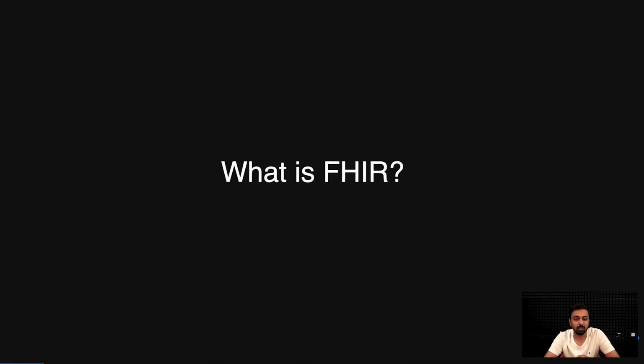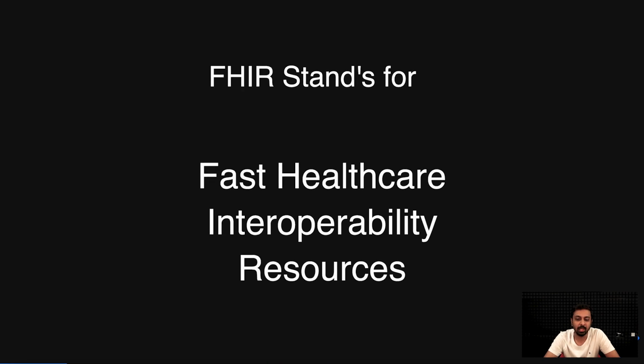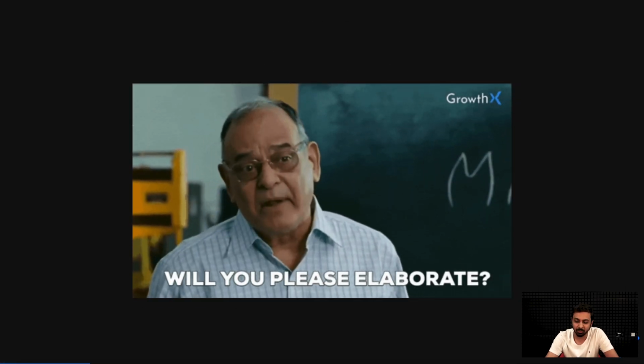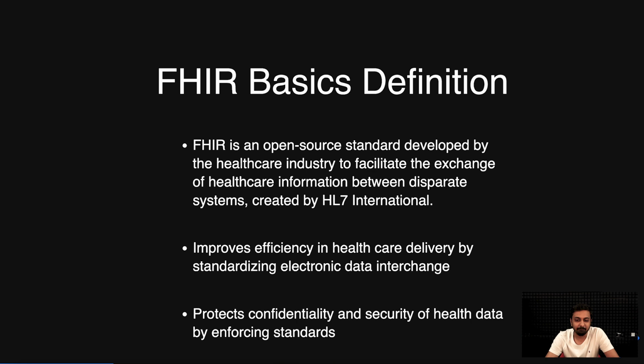Okay, let's talk about what is FHIR. FHIR stands for Fast Healthcare Interoperability Resources. That's the basic definition. You guys will be thinking, could you please elaborate? Yeah, sure. Let me talk about FHIR. FHIR is basically an open source standard which is developed by the healthcare industry to facilitate the exchange of healthcare information between different healthcare institutions. It was originally created by HL7, a global organization which is looking after the healthcare standardization across the globe.